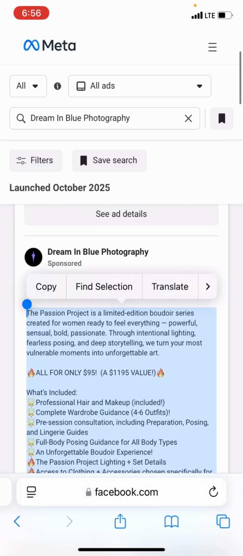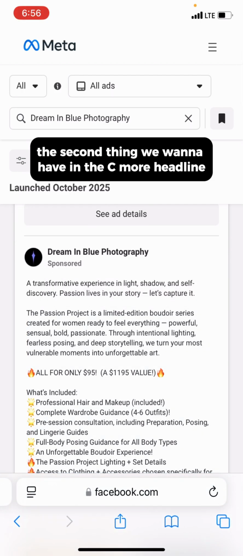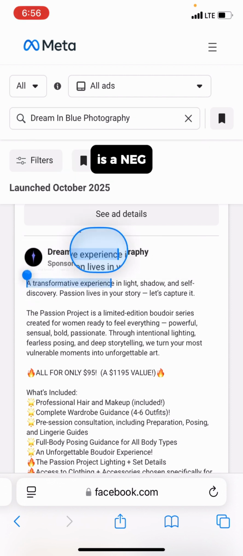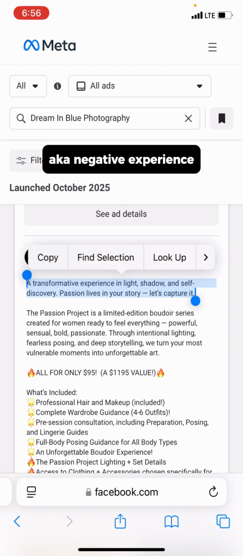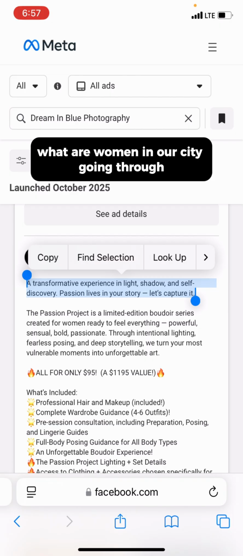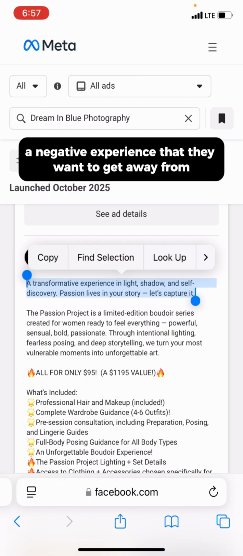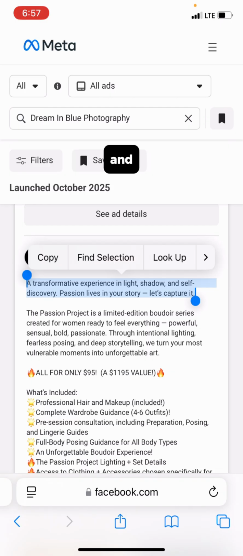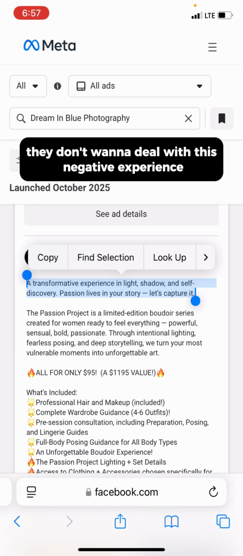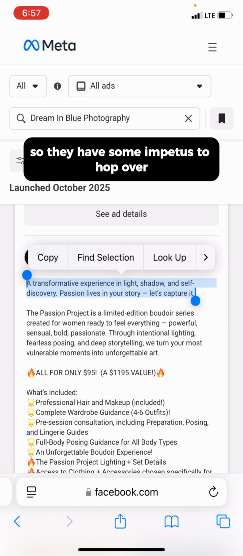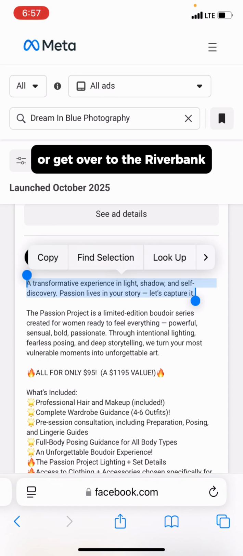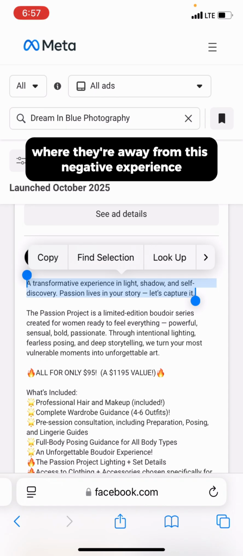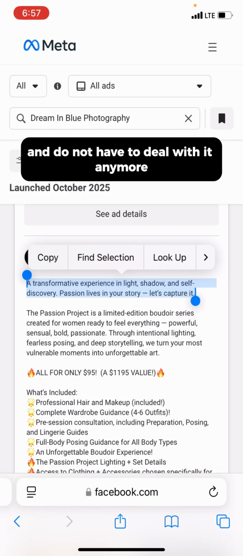All right, the second thing we want to have in the See More headline is a neg, aka negative experience. What are women in our city going through? A negative experience that they want to get away from. Kind of like they're on one side of the riverbank and they don't want to deal with this negative experience, so have some impetus to hop over to the riverbank on the other side of the river, where they're away from this negative experience and do not have to deal with it anymore.